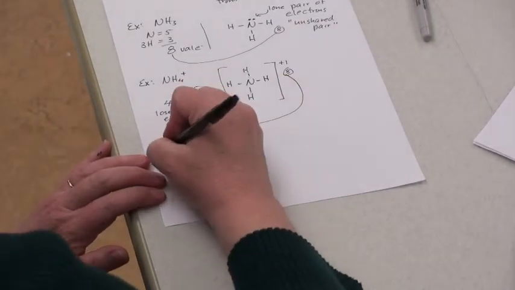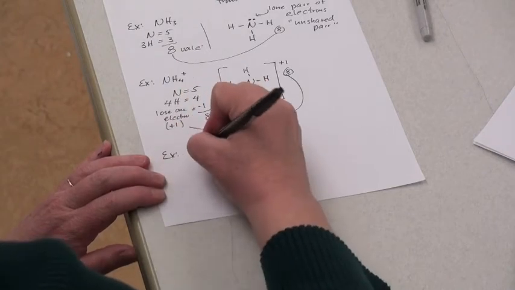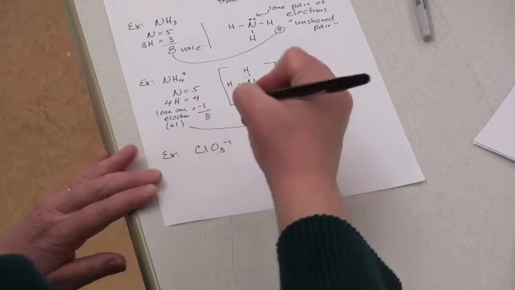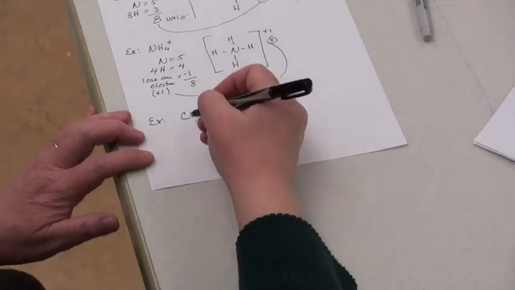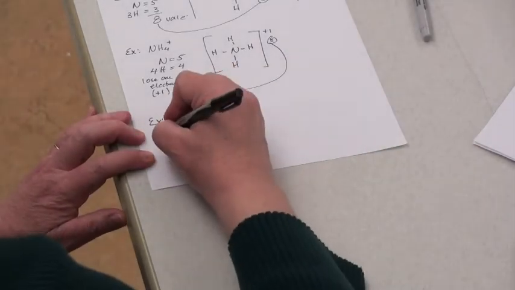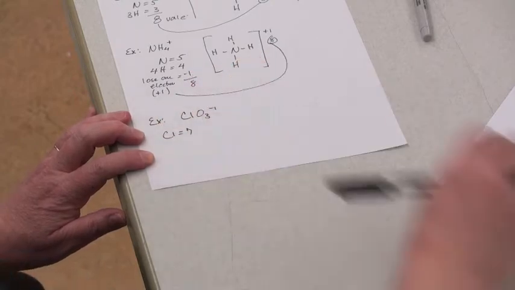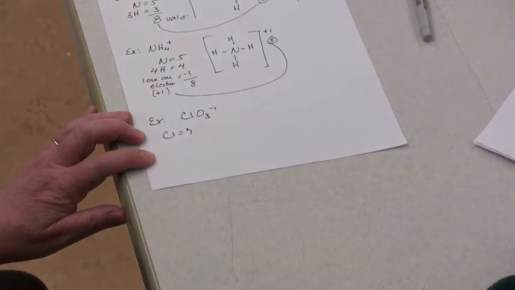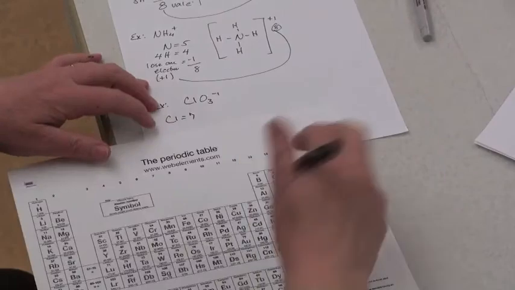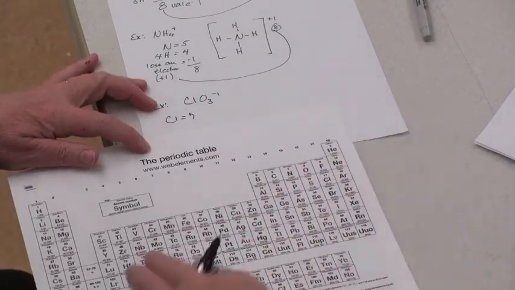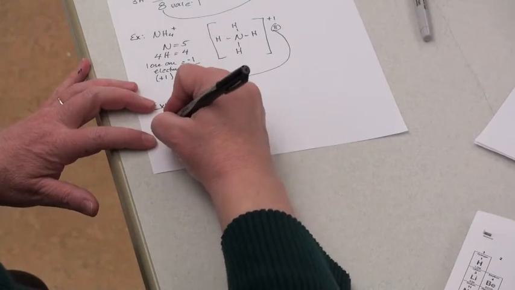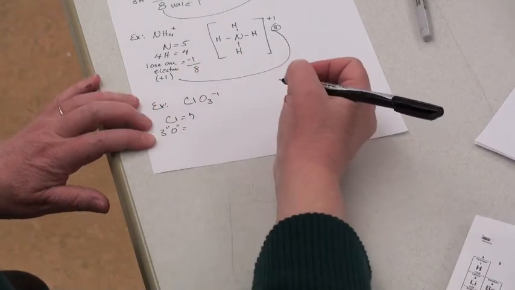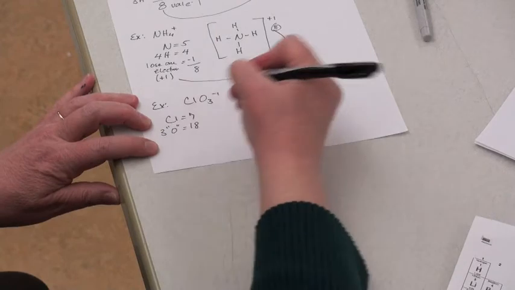So here's another example. Let's say we have the chlorate ion, ClO3 -1. So we'll do the same thing. Chlorine is in group 17, so it has 7 valence electrons. Now oxygen is over here, it's in group 16, so it has 6 valence electrons. We've got 3 of them, so 3 oxygens have 6 each, so that's a total of 18.